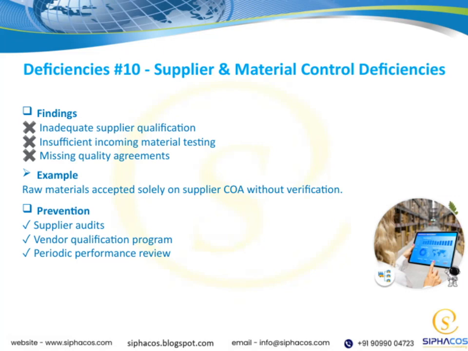We found some key issues around supplier and material control. First, suppliers weren't qualified thoroughly enough. Then, incoming materials weren't tested properly before use, and crucial quality agreements were missing. For example, raw materials were accepted just based on the supplier's certificate of analysis, without any verification on our end. To prevent these problems, we need regular supplier audits, a solid vendor qualification program, and ongoing performance reviews. These steps help close the gaps and keep quality where it belongs, at the start of the process.